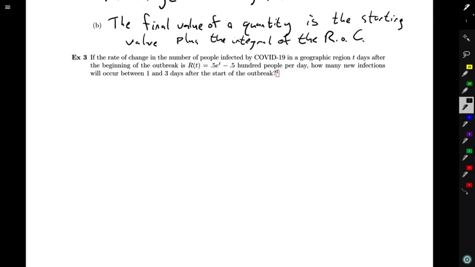So example 3 is giving us some situation here. It says, if the rate of change in the number of people infected by COVID-19 in a geographic region t days after the beginning of the outbreak is r of t equals 0.5 e to the t minus 0.5, hundreds of people per day, how many new infections will occur between 1 and 3 days after the start of the outbreak?